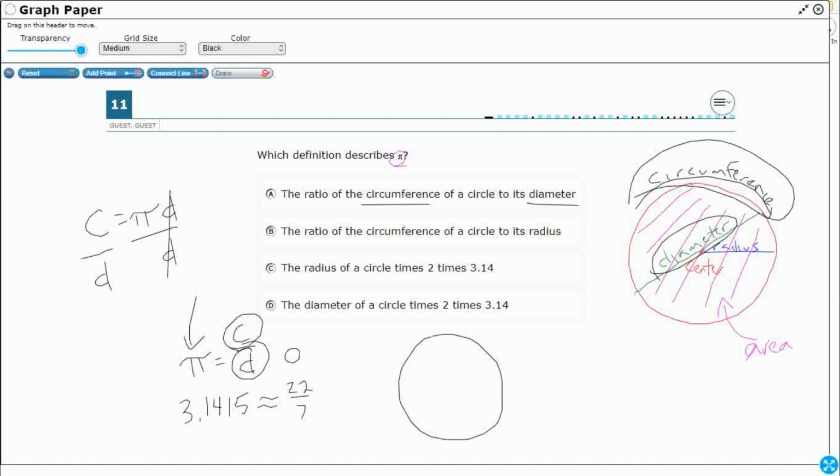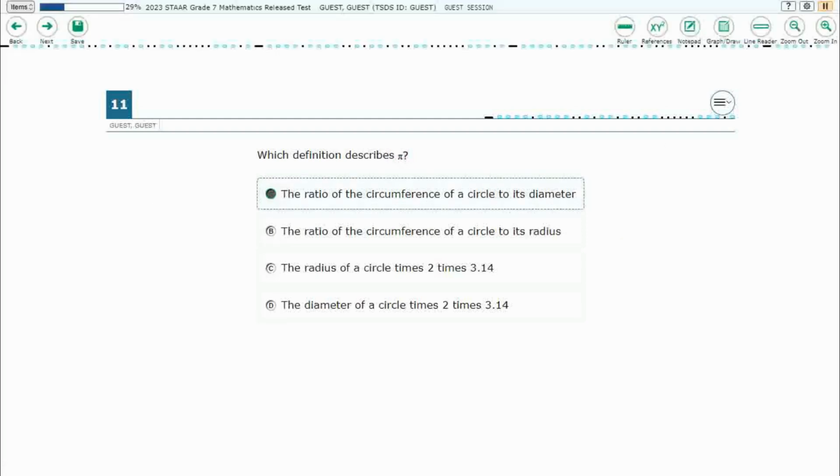So the ratio of the circumference to its radius, nope. It's the circumference to the diameter, so B is incorrect. The radius of the circle times 2 times 3.14, no. It would be kind of like area, but we don't multiply it by 2, we square it. And then the diameter of the circle, no, we're not doing that. So our answer here is A, because it's the ratio of the circumference of a circle to its diameter.